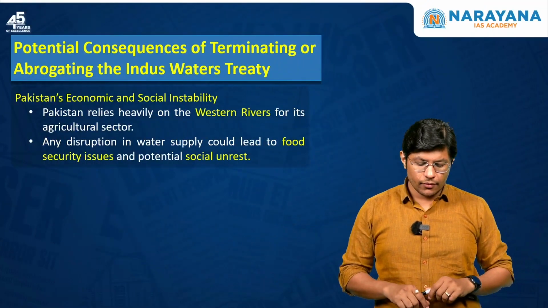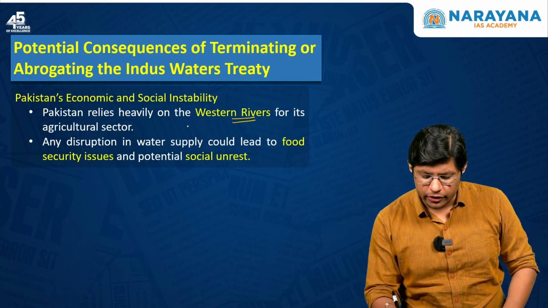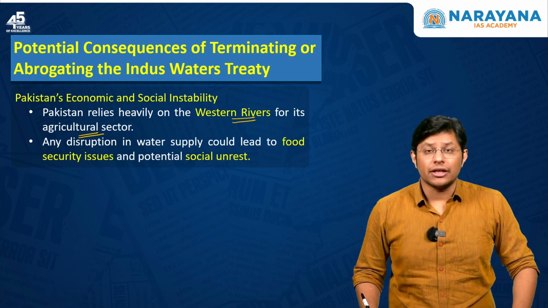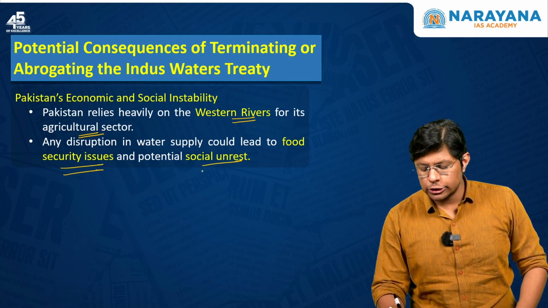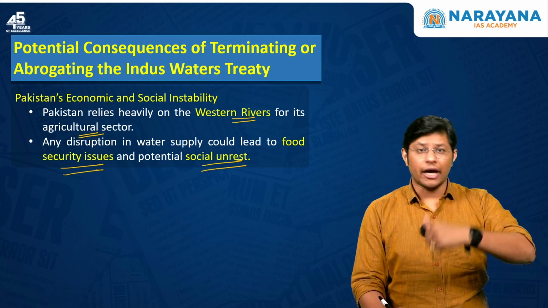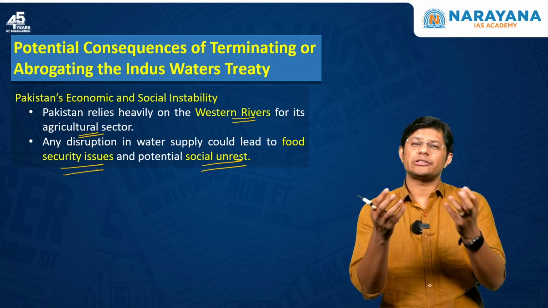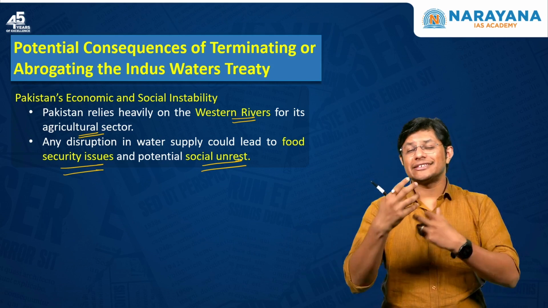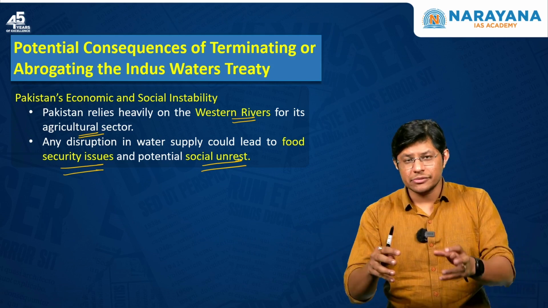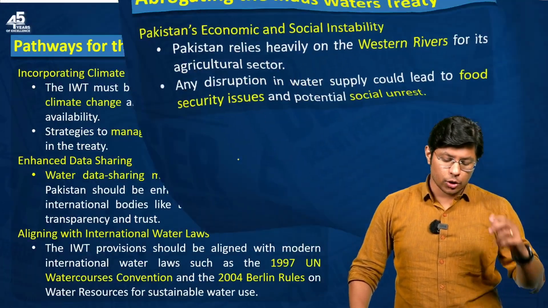And then Pakistan actually depends on the western rivers for the agriculture sector. So if we stop the flow of water, that would lead to food security issues and social unrest, which means there will be no food, people will be hungry, people will be homeless, and the terrorists would fuel these people against India, or they would instill hate against India in the minds of these people and use these people to create disturbance in the Indian region, right? So these are some of the implications or consequences.